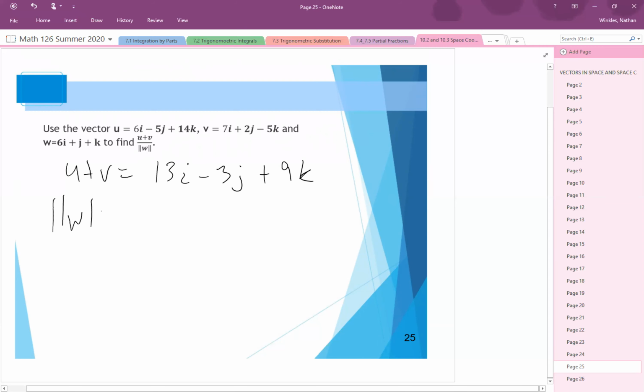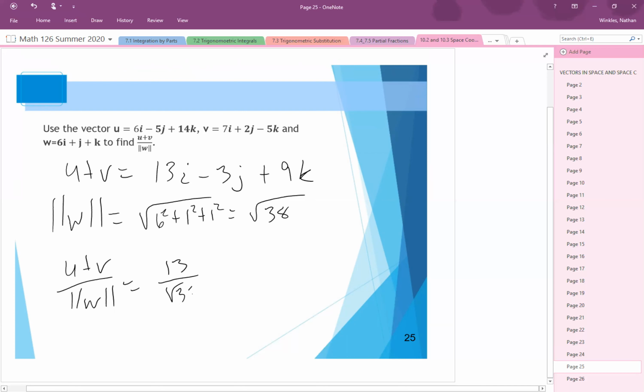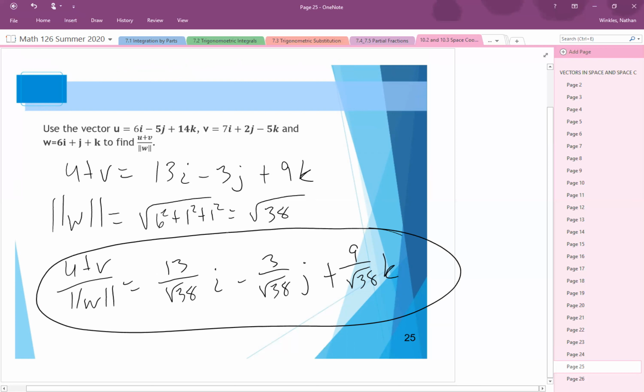Now the magnitude of w is the square root of 6 squared plus 1 squared plus 1 squared, which is the square root of 38. So u plus v over the magnitude of w is 13 over the square root of 38 times i minus 3 over the square root of 38 times j plus 9 over the square root of 38 times k as our final answer there. We could rationalize if we wanted to.